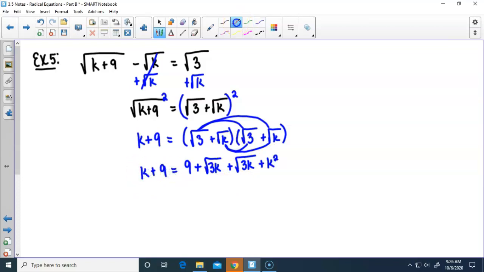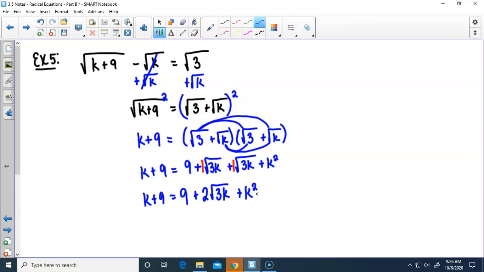Now, it may even help you here if you write yourself a 1 on the outside of these square roots of 3k, because when we combine them, we're not multiplying the square root of 3k times the square root of 3k, we're adding these two together. So we've got 1 square root of 3k and another 1 square root of 3k, so that is going to give us 2 square root of 3k here. So we'll have k plus 9 equals 9 plus 2 square root of 3k plus k.